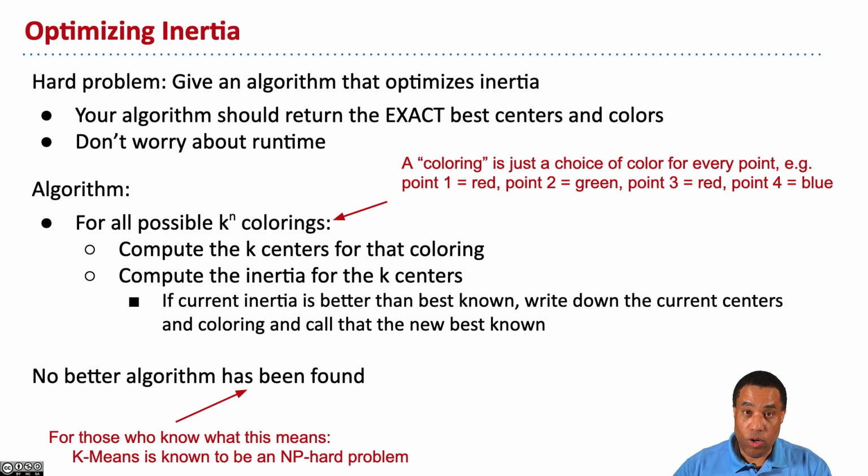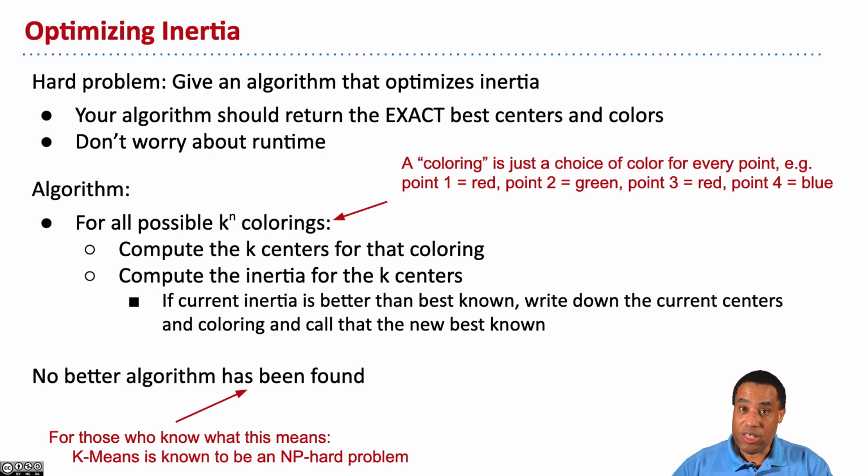If we do that for all k to the n possible colorings, that is the best that we can do. There's no better algorithm, and this is going to have exponential running time. And what that means is, k-means is an NP-hard problem. So if you could find an algorithm that was better than this algorithm, you would become world famous because you would have found a solution to an NP-hard problem. So this is the best we can do.